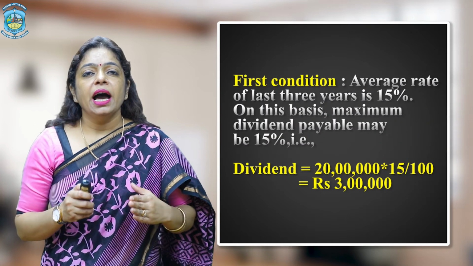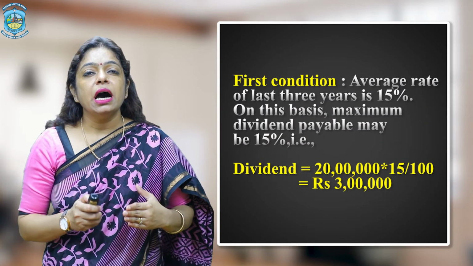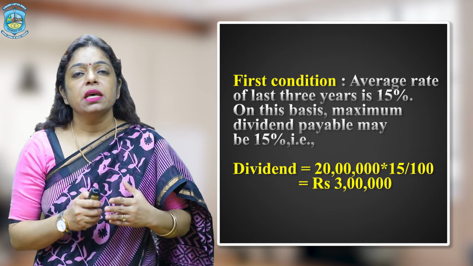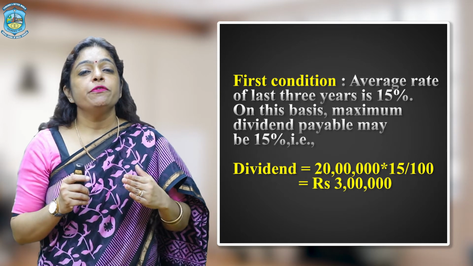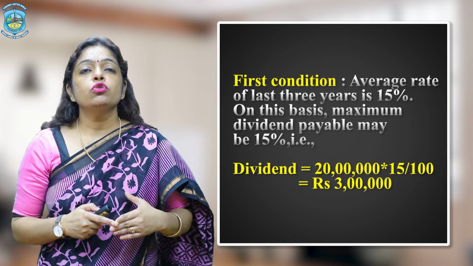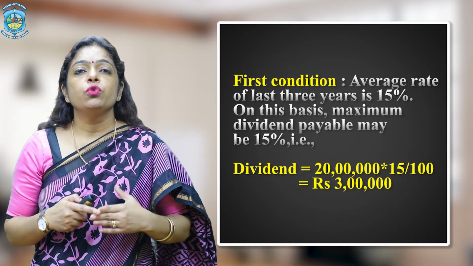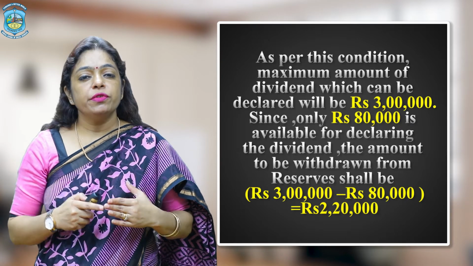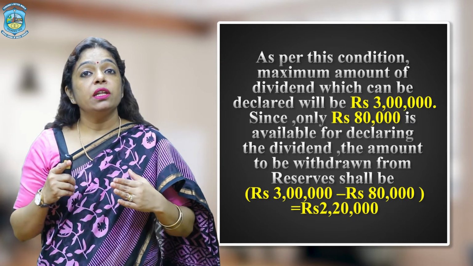The following conditions have been imposed in respect of declaring dividend out of reserves. Now let us look at the various conditions. First condition, average rate of the last 3 years is 15%. On this basis, maximum dividend payable is to be 15%, that is dividend 20 lakhs into 15% is rupees 3 lakhs. As per this condition, the maximum amount of dividend which can be declared would be 3 lakhs.